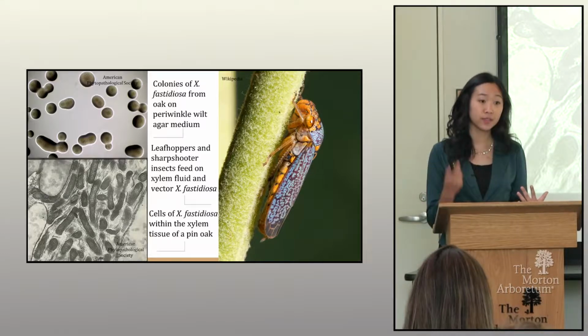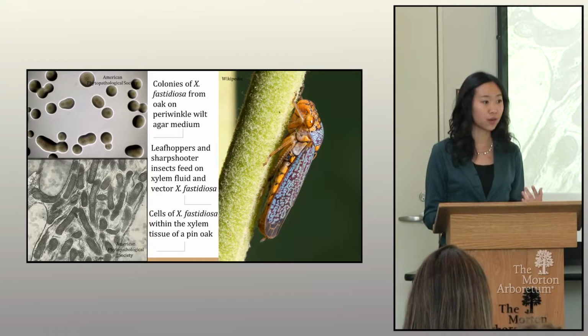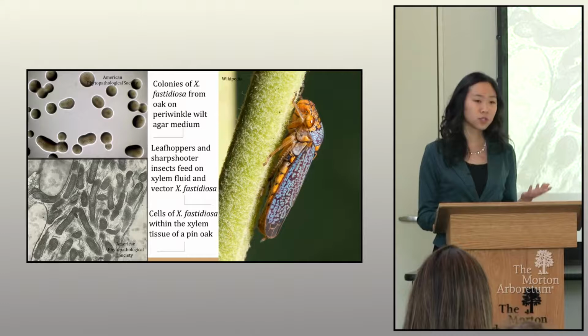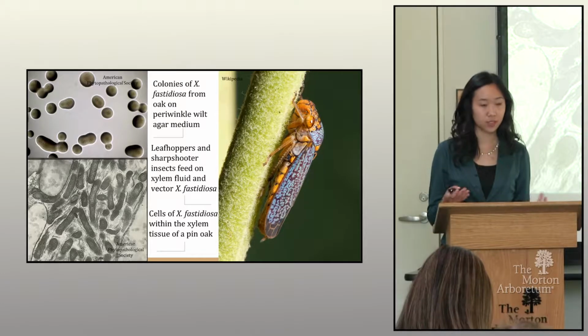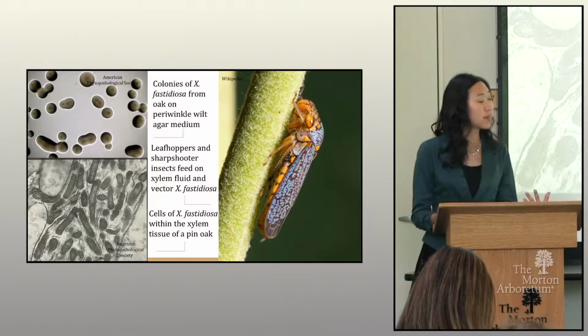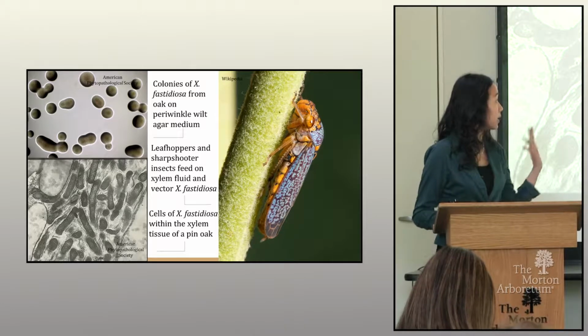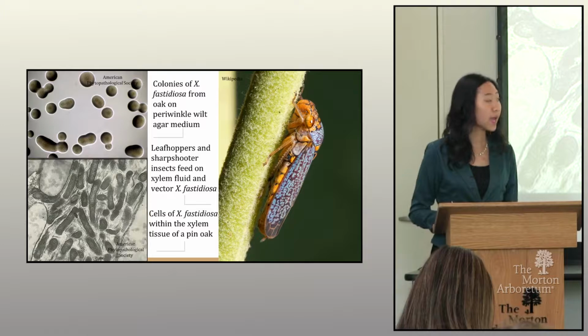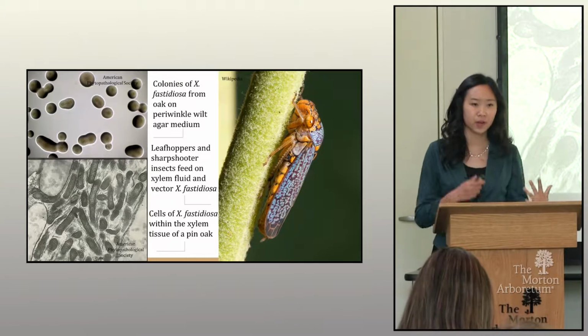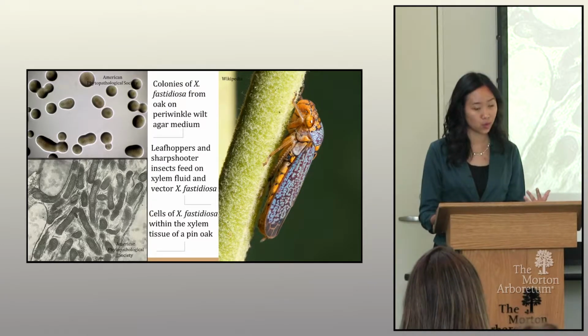This reduces the leaf tissue available for photosynthesis and also depletes starch reserves, resulting in the reddening of leaf edges, known as leaf scorching. The bacterium is vectored by insects that feed on xylem fluid, like leafhoppers and sharpshooters. And while the disease doesn't seem to spread very rapidly, there is also no cure.